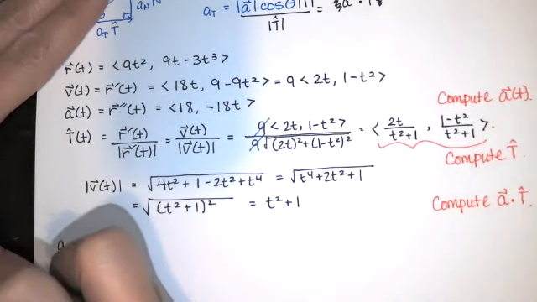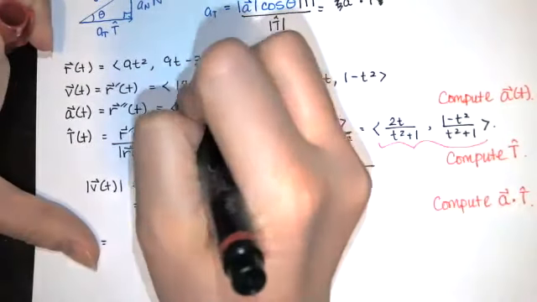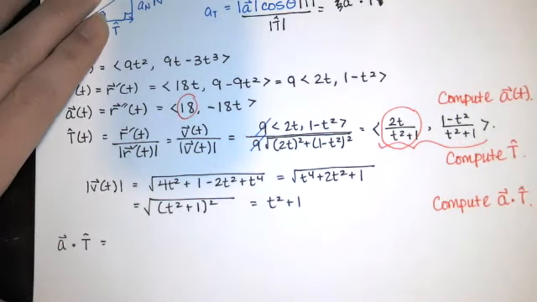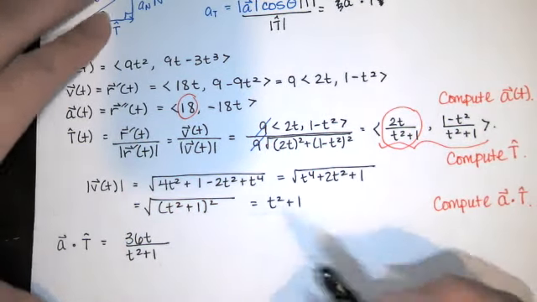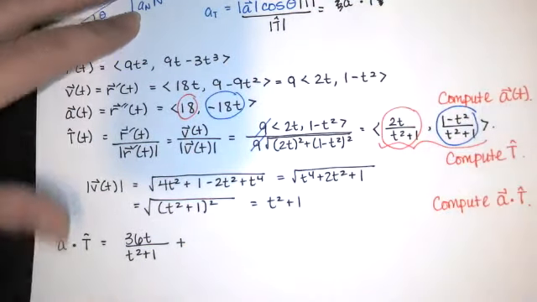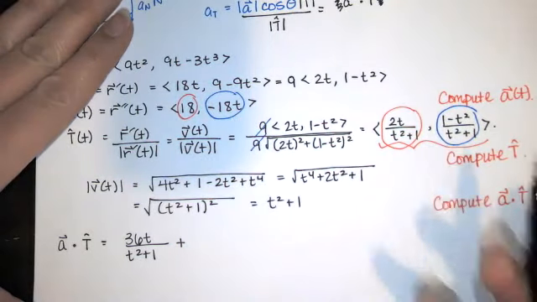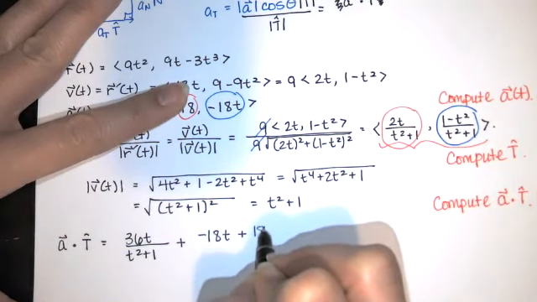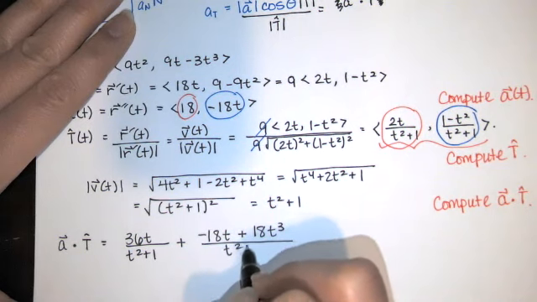Let's see. When we take a and dot it with t hat, we're taking the x component of a and multiplying it by the x component of t hat. So we're going to have 18 times that 2t in the numerator, which is going to give us 36t over t squared plus 1. And then we want to add, remember that's how dot products work, the y component times the y component. So if I distribute that negative 18t to this 1 minus t squared, I'll have negative 18t plus 18t cubed all over t squared plus 1.